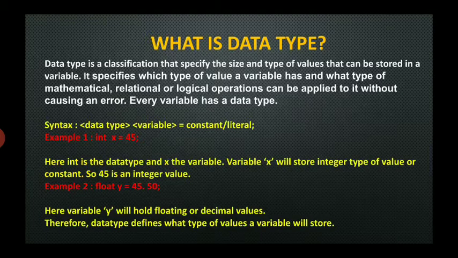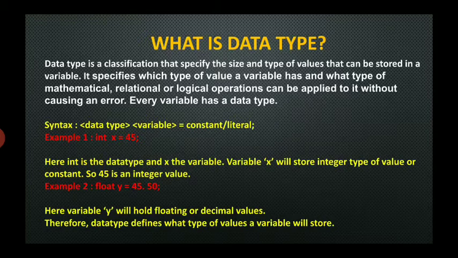So the syntax of data type is: data type, variable name, equal to constant or literal. See the first example, int x equals 45. In this, int is the data type, x is the variable, and 45 is the constant or literal. So x is the variable which will hold an integer constant or value.